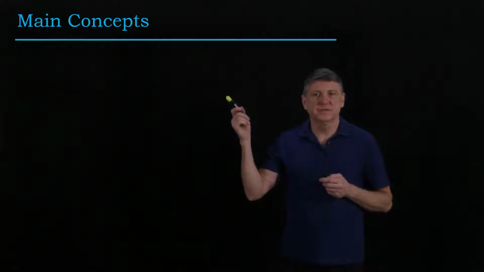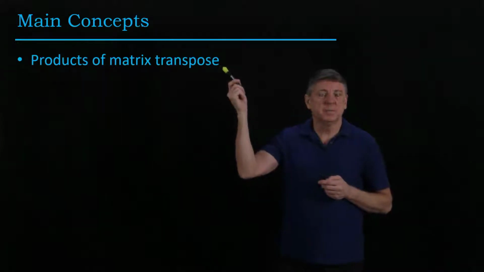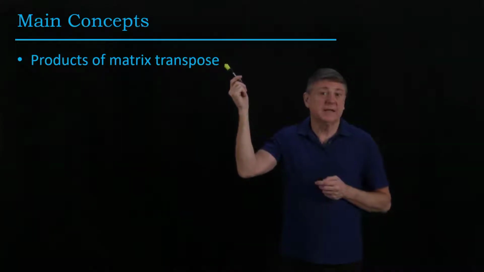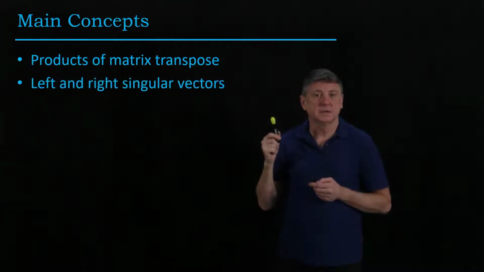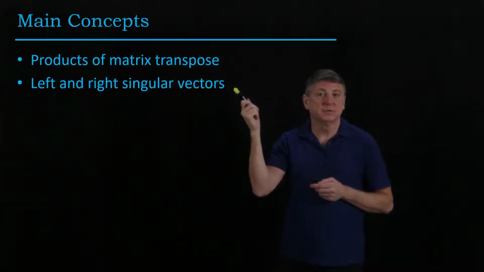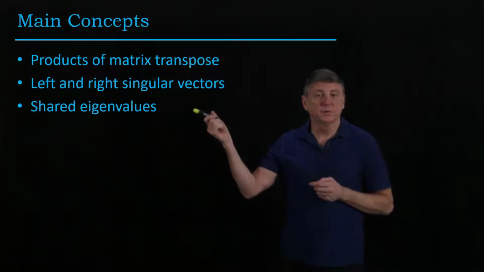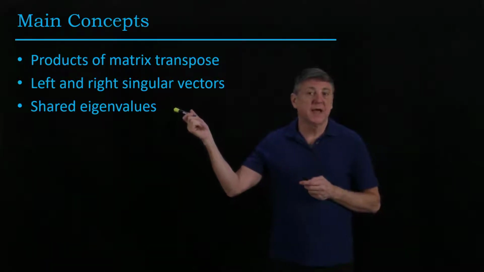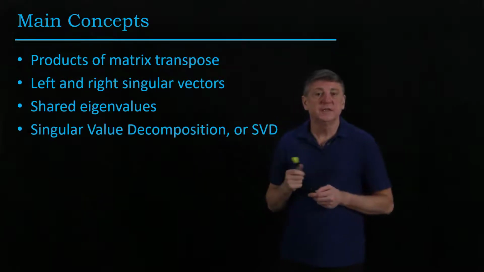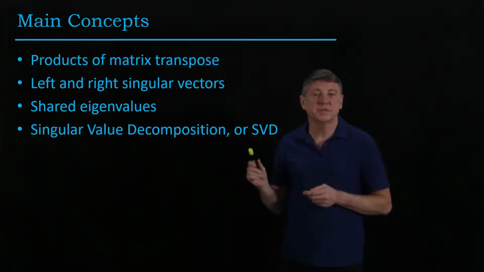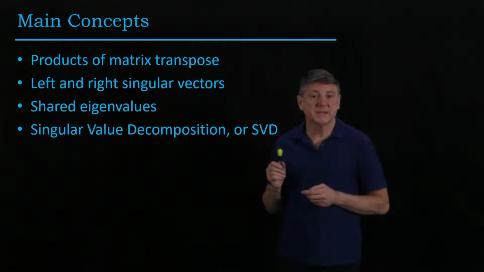Welcome. In this lecture in linear data analysis, which has multiple sessions, we'll begin our exploration of the singular value decomposition. The main concepts for this lecture are we'll explore a matrix and its transpose, and there are two ways to take this product. These two different products will lead us to what we will call left and right singular vectors. It will turn out that the ways of taking the transpose have shared eigenvalues.